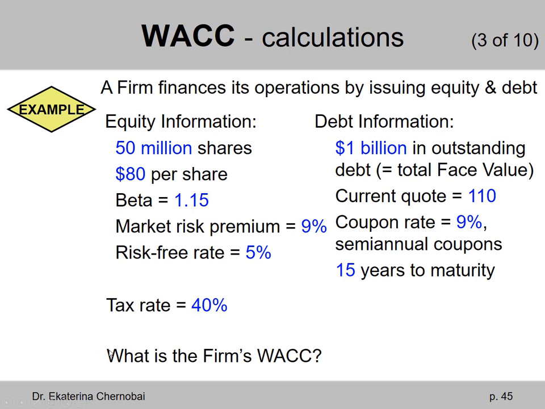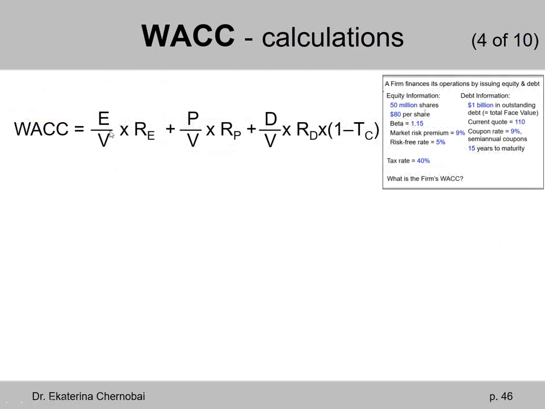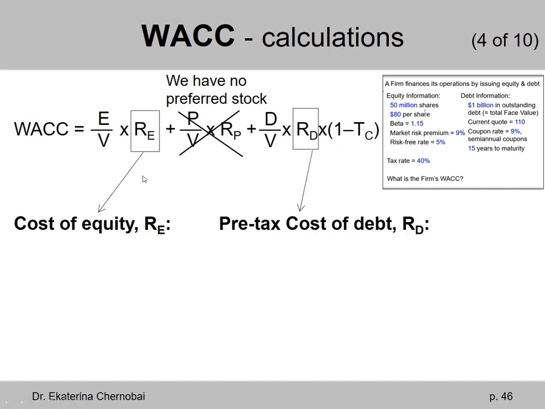Okay, let's calculate this firm's weighted average cost of capital. This is the WACC formula, the weighted average cost of capital formula. On the right, I have a small image of the previous slide with all the information that's given, so we can look things up. Right away, you can cross out the part of the WACC formula related to preferred stock because we don't have any preferred stock. Let's start by calculating RE and RD. RE, cost of equity.